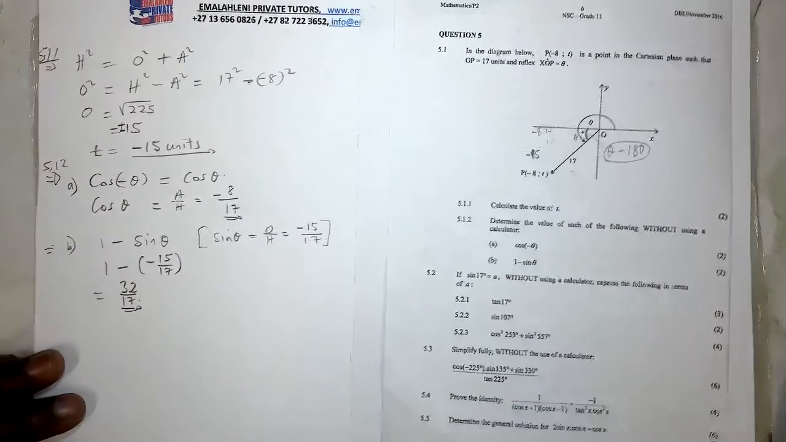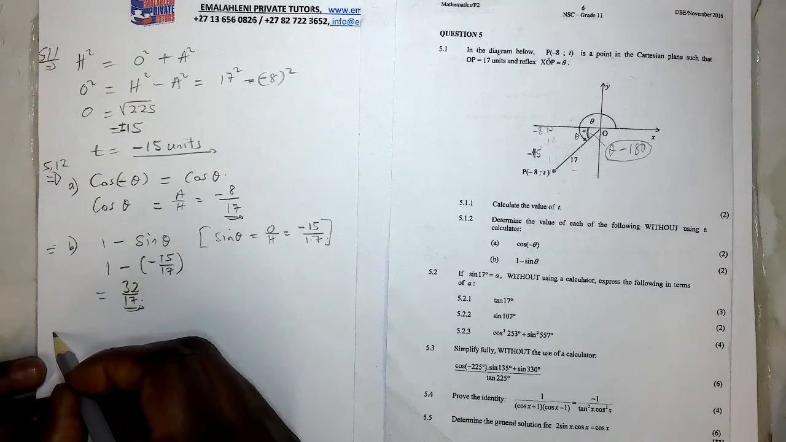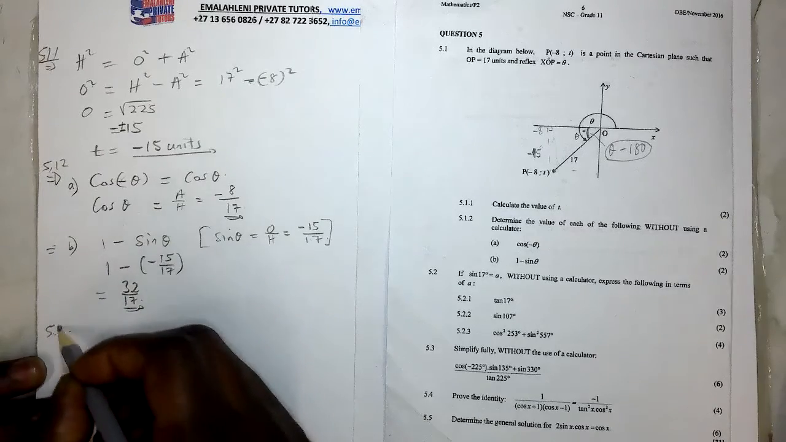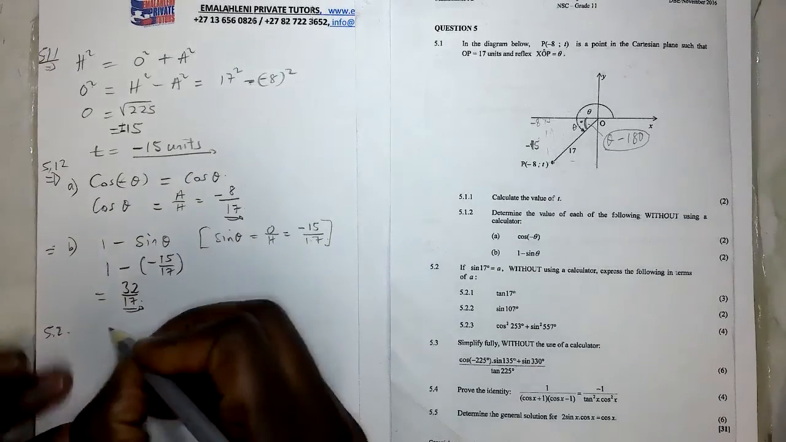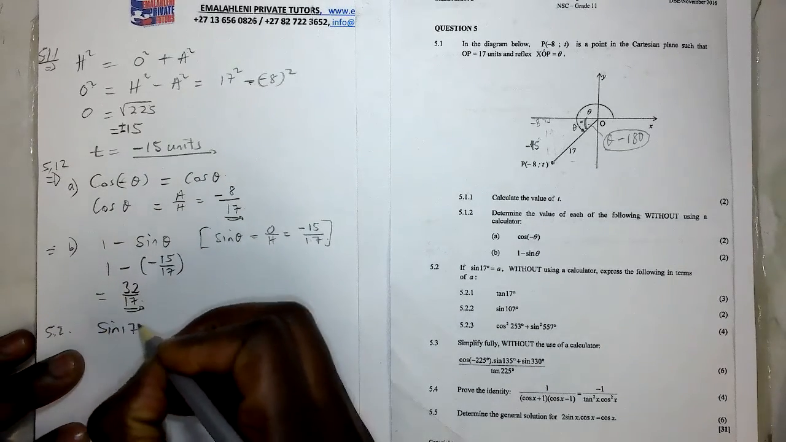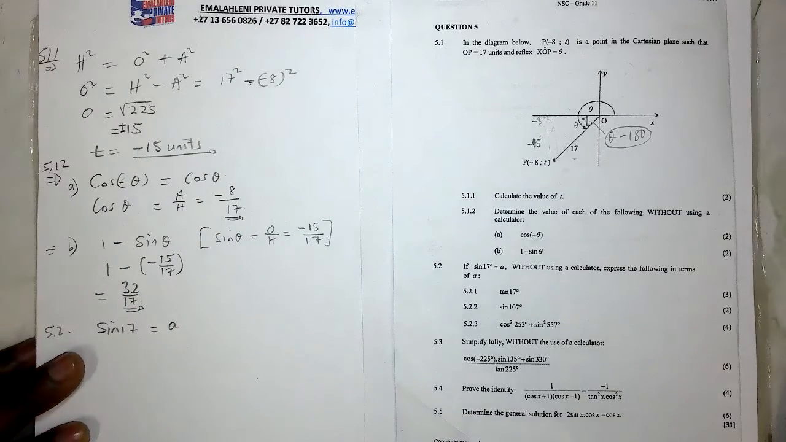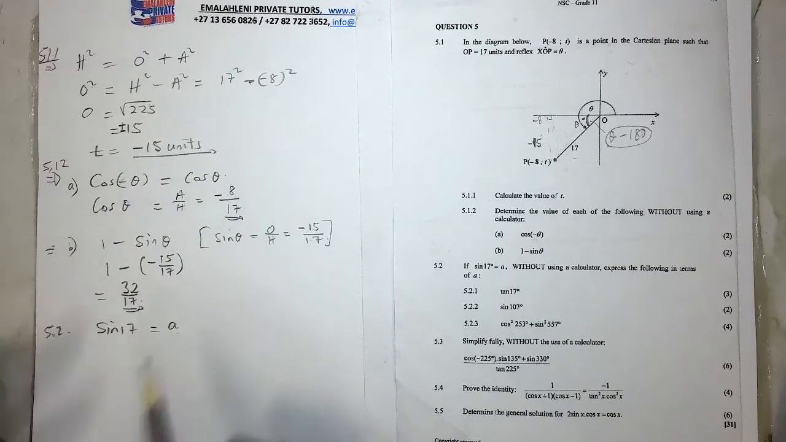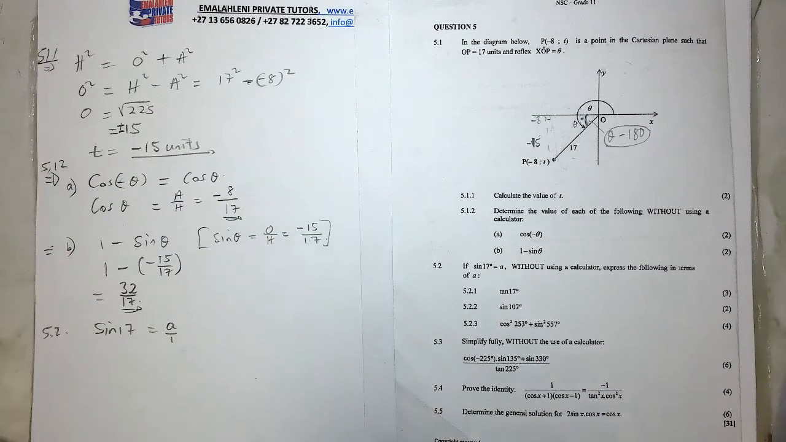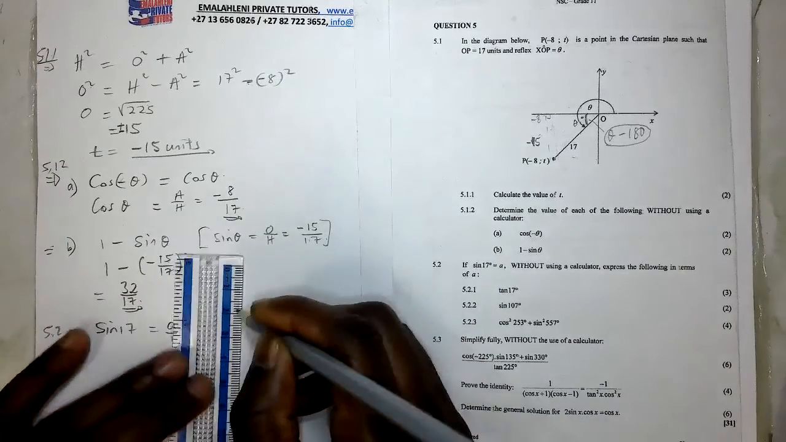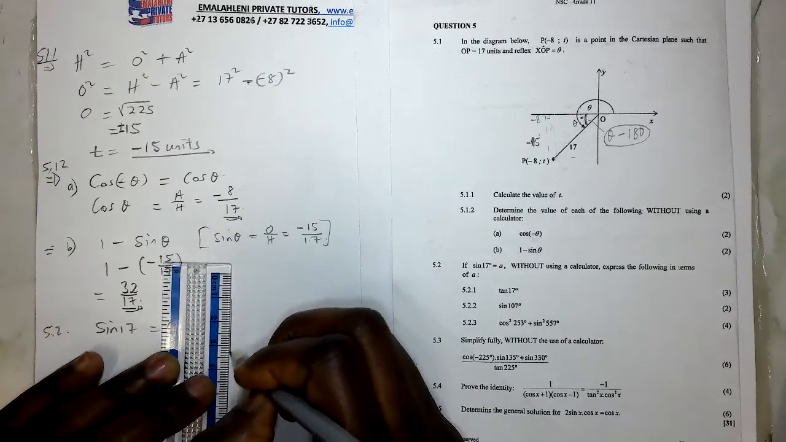It is saying, question 5.2, if sine 17 is equal to A. But listen here, guys, when you are given any value, like any letter, A or B or X, you have to say it is over 1. And you are going to use a triangle to answer this. When they tell you no using of calculator, you must always remember that you must have a triangle.